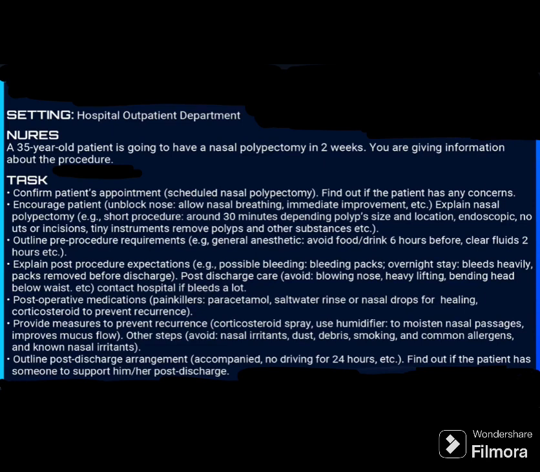The next task is to outline the pre-procedure requirements like general anesthetic, avoid food and drink 6 hours before the procedure, clear fluid 2 hours. So possibly we can ask, do you have any more concern? Or else you can tell by yourself, I would like to tell you something regarding the pre-procedure requirements. May I proceed with that? Then you can tell that your procedure will be under general anesthesia, so your doctor will advise you to avoid food and drink 6 hours before the procedure, but you can take clear fluid in this time.